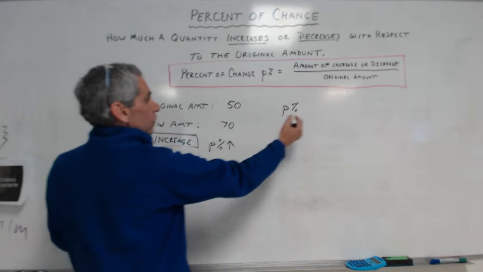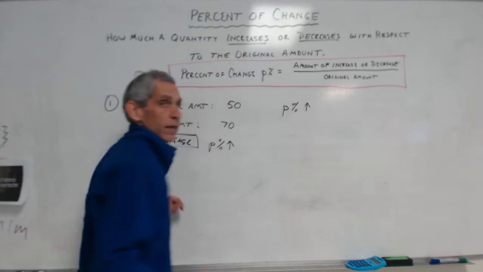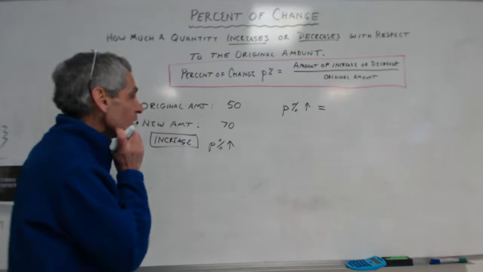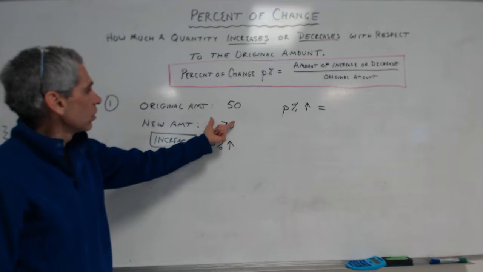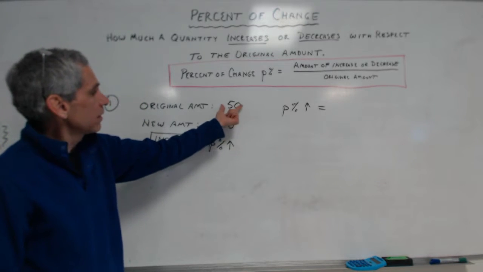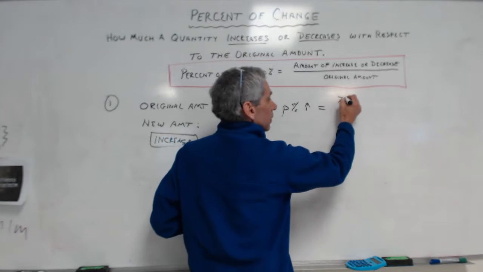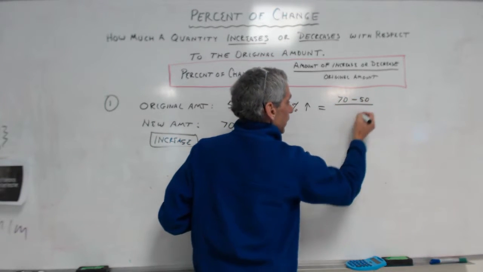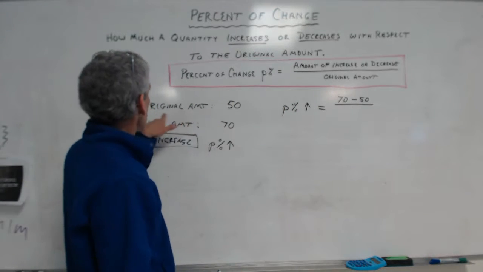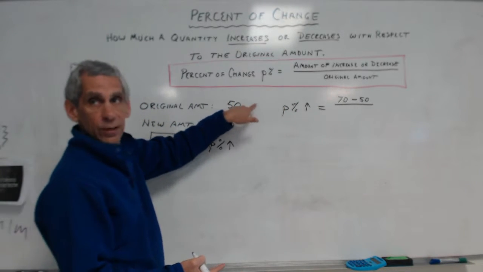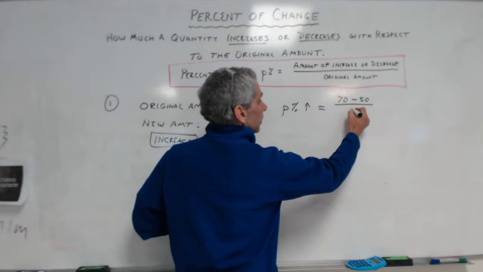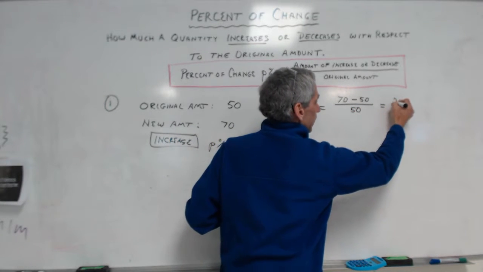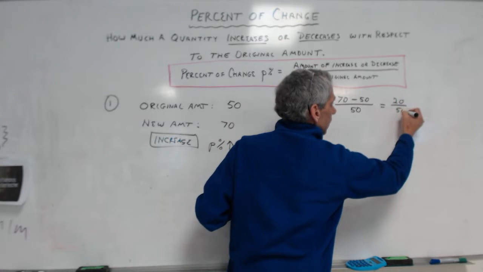So, if I was going to do this, I'd say the percent of change. I figured out that it's going to be an increase, so I like to put an arrow to tell me that it's an increase. Equals amount of increase or decrease. So, it's 70 minus 50. I take the bigger number minus the littler number. And then on the bottom, I just put the original amount, the original number, which is 50. So we know 70 minus 50 is 20 over 50.